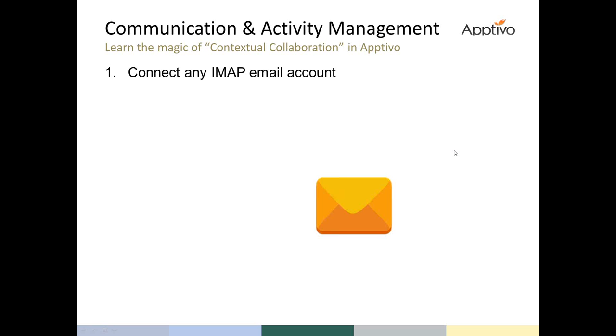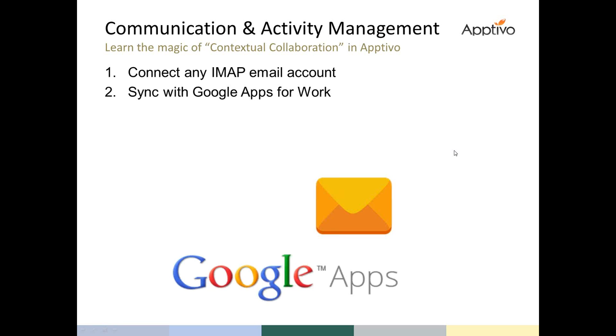So one is we fully integrate with your email. You'll be able to connect any IMAP email account, and we have some great functionality here to sync sent and received mail, which we'll talk about. We have full syncs with Google Apps for Work. If you're a Microsoft Office 365 customer, we do have this coming up in the roadmap. But right now, we'll sync your calendar, your contacts, your email, everything back and forth both ways.